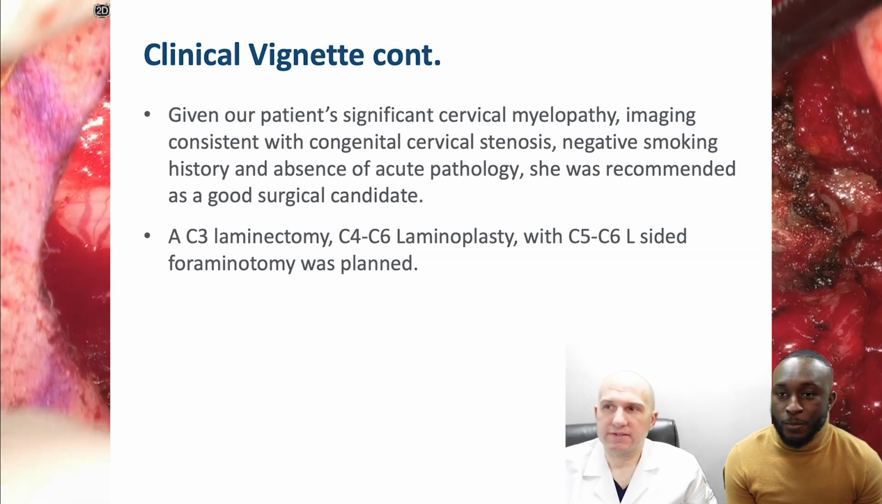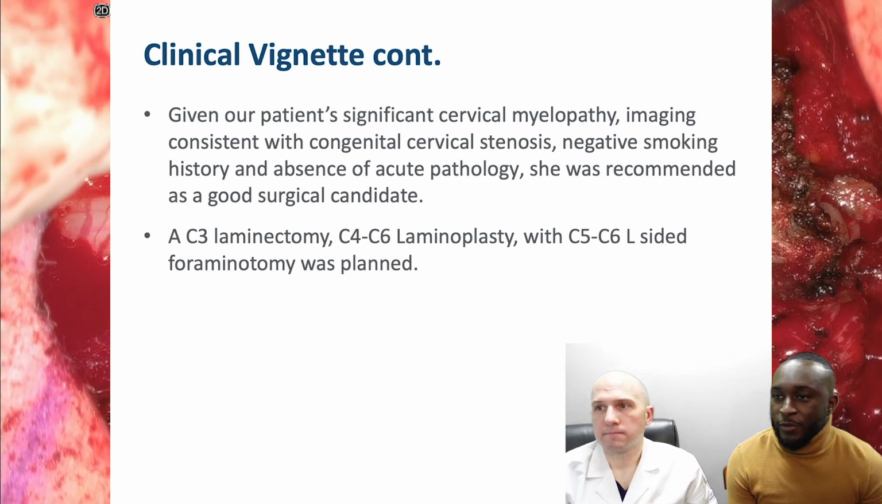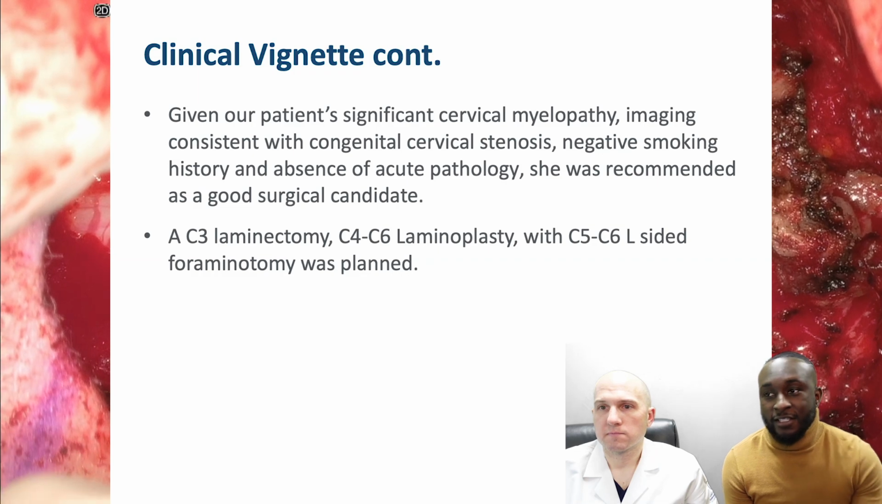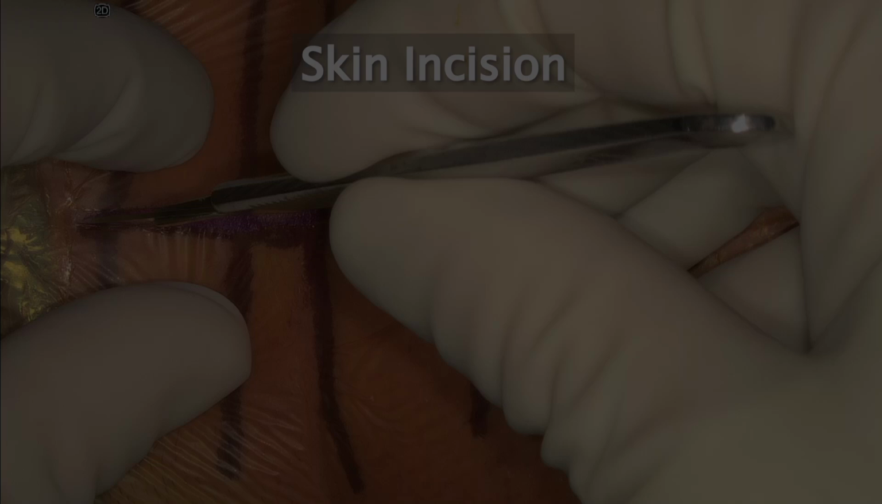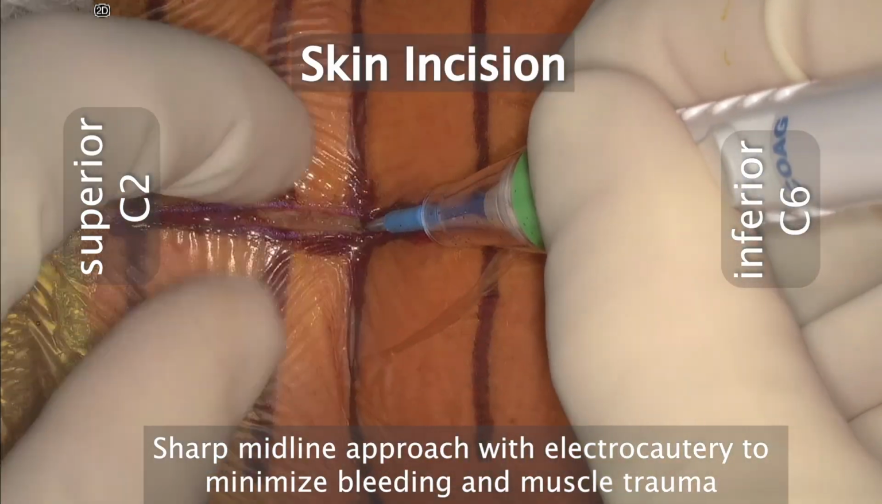Absolutely. Given all this information, what did we decide to do? What did we recommend? We initially planned a C3 laminectomy with a C4 to C6 laminoplasty. We also planned a C5, C6 left-sided foraminotomy to address that foraminal stenosis that we also found. Definitely. Let's go to the tape. So tell us about the surgery.